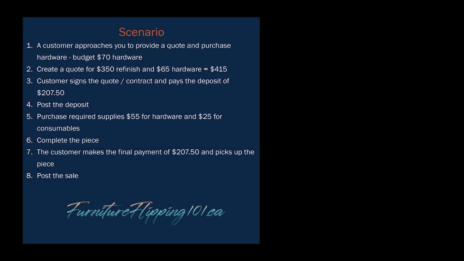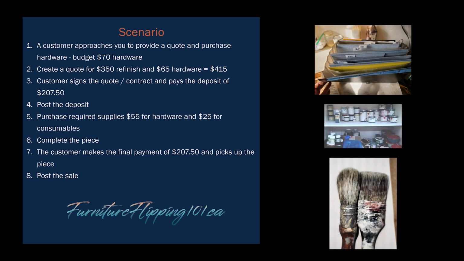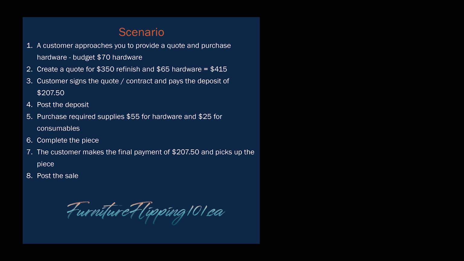Here's the scenario we'll work with in this video. You are approached to provide a quote for a commissioned dresser. The customer will provide the dresser and wants you to purchase the hardware, paint, and other supplies. They set a budget of $70 for the hardware. You find suitable hardware for $55. Your markup on hardware is 20%, which covers some of the time and trouble of finding and buying it.